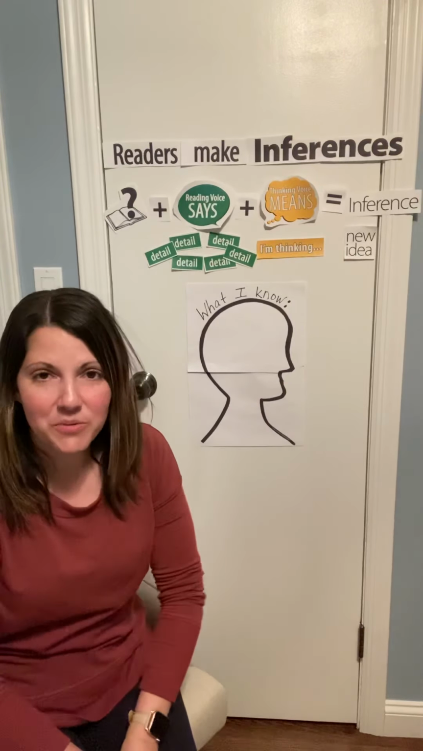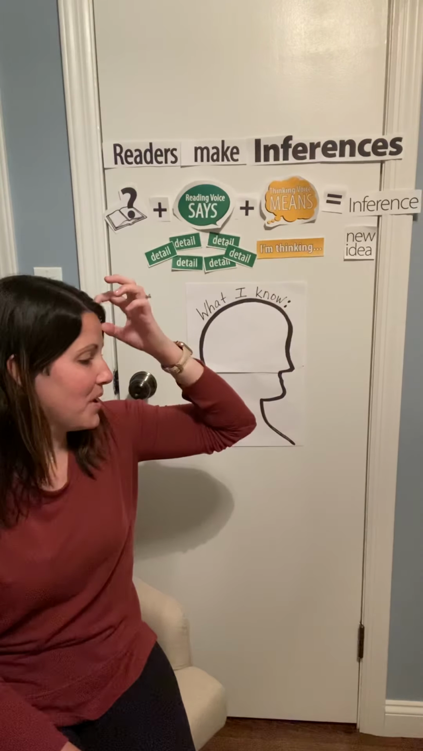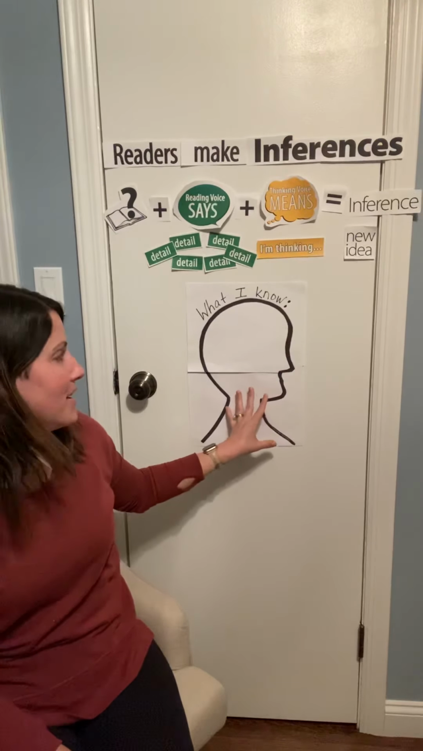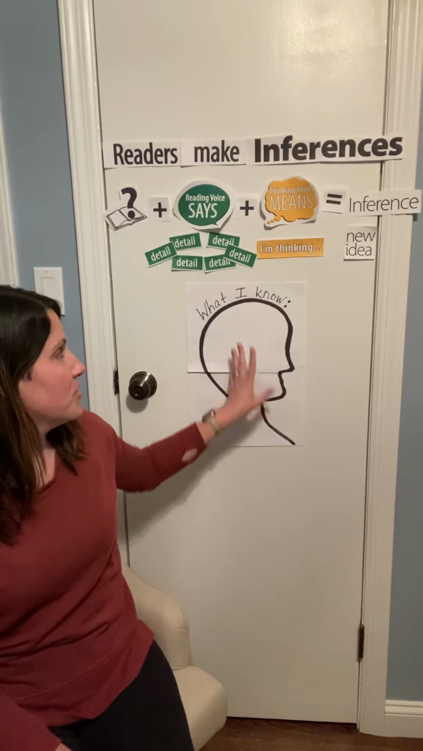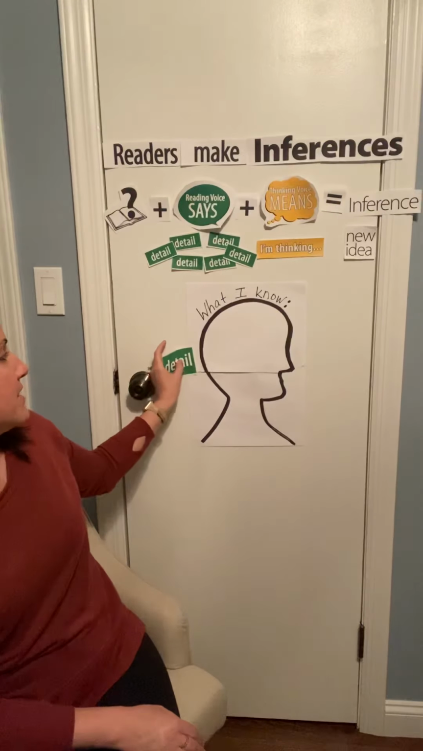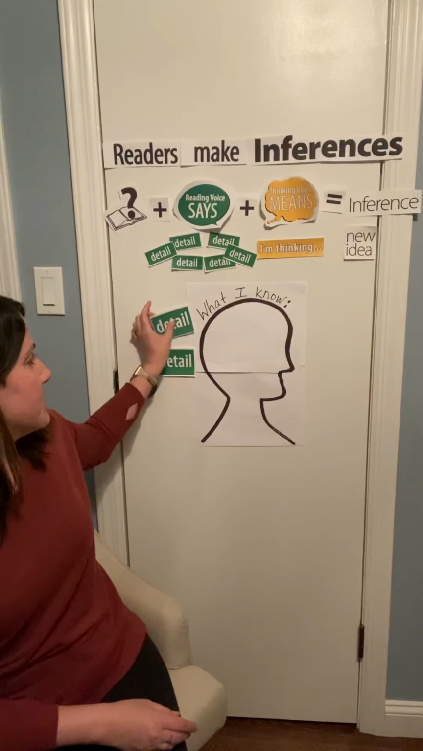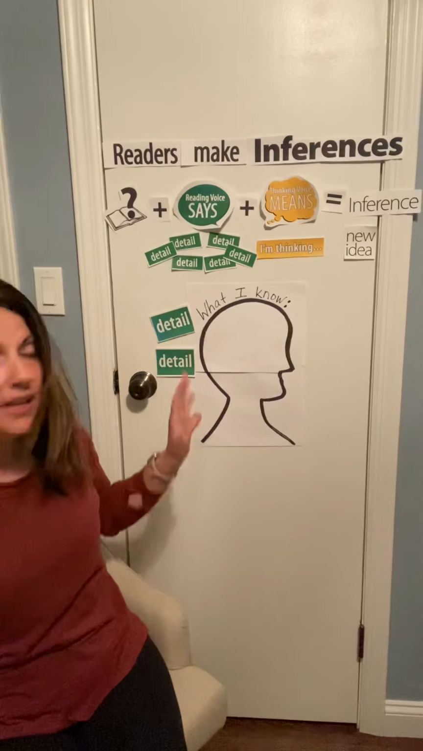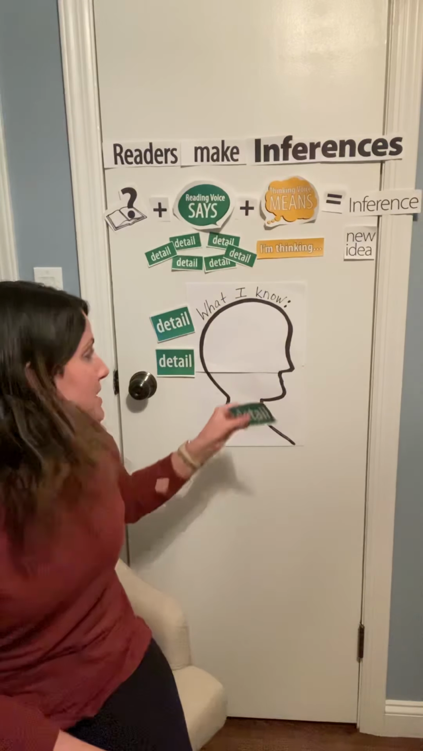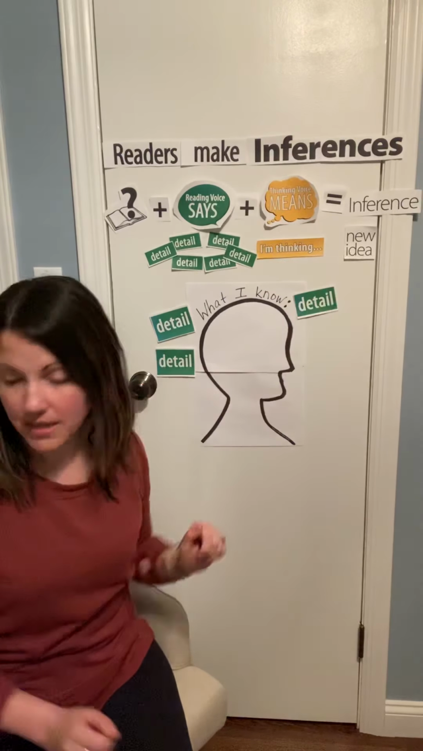So how do we come from all these details to our thinking voice to this new idea? We have this head here, and I'm going to use it to demonstrate what's going on inside your brain when you make an inference. So we have all these details. Okay, so we're collecting our details. Details end up going on the outside because they're not from inside your brain. They're from the text. Okay, so we collect details. Maybe we've been asked a question, or maybe we're coming up with a theory of our own about something that's happening in a book, and we're collecting details to see what our new idea is going to be.